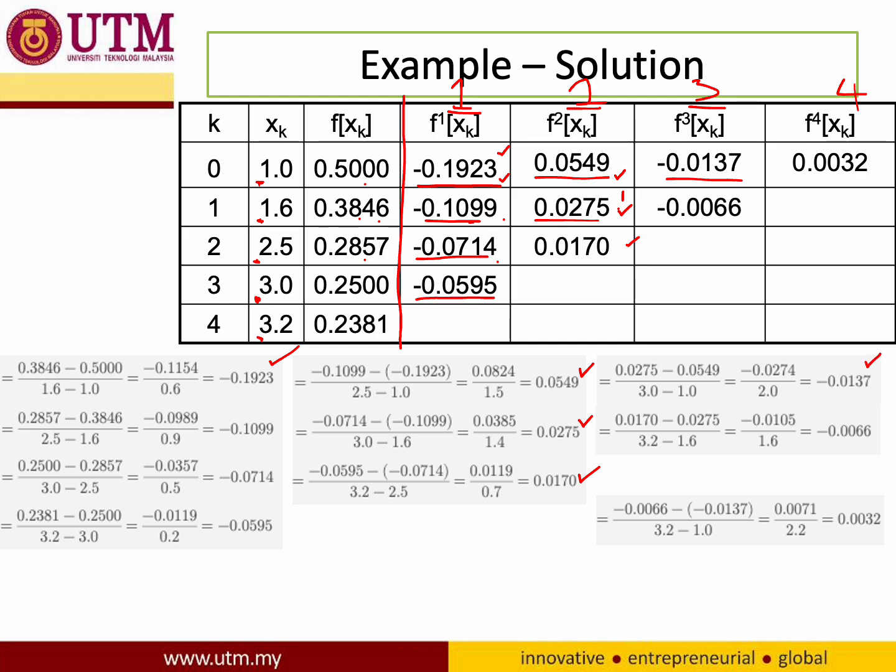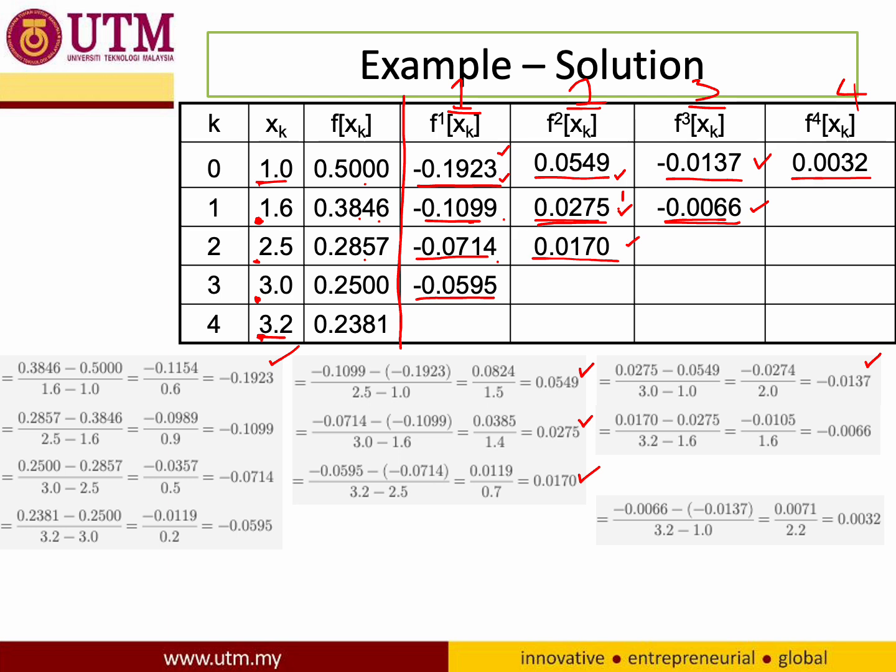Next one, how to find this number. This minus this divided by 3.2 minus 1.6. So you will get this value, 0.0066. The last one, number 4 here: 0.0066 minus negative 0.0137 divided by 3.2 minus 1.0.